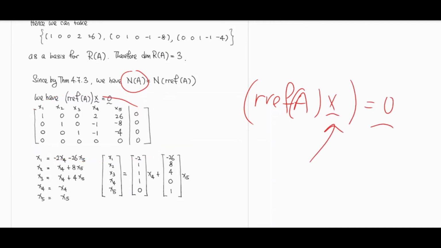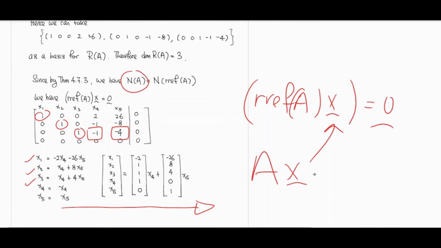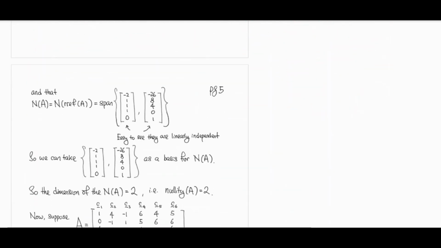So we look at this augmented system, and these are the pivots. So we have the pivot variables x1, x2, and x3. As you can see, x4 and x5 here are the free variables, and you can rewrite your solution in vector form, and you will see that all the solutions for AX equals 0 can be expressed as a linear combination of these two vectors. In other words, the null space of A, which by the theorem is the same as the null space of the RREF of A, is nothing but the span of these two vectors.